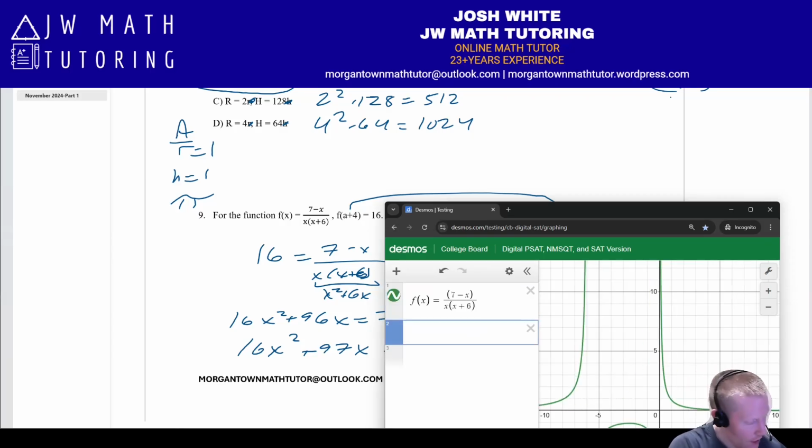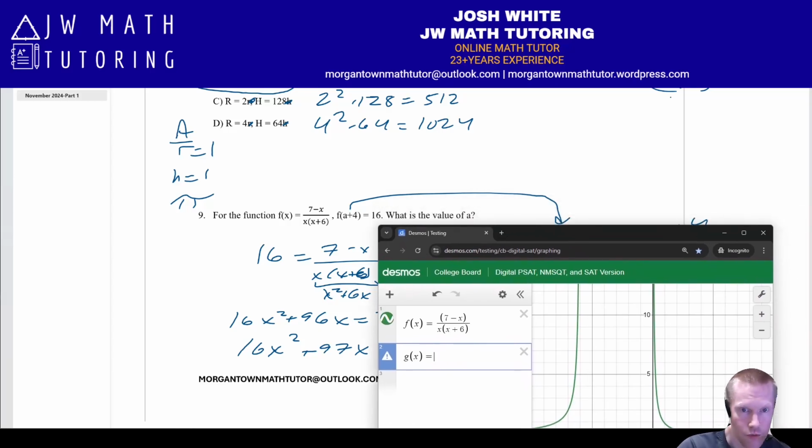Okay, then once we have that, I would make a new function, and in this new function, inside the parentheses here, instead of a plus 4, you technically have to put x plus 4, because it only graphs in terms of x, it won't graph in terms of a. So you just replace this a plus 4 with x plus 4.